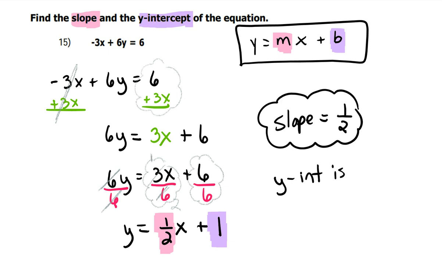is at 1. Or you can say it's the point x is 0 when y is 1, if they ask for an ordered pair. So the y-intercept, it'll cross the y-axis at 1. That does not look like a 1. Here we go. There we go. 1. Or at the point (0, 1). Same thing.